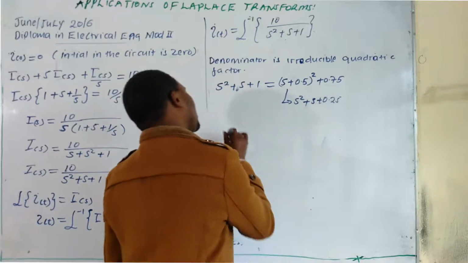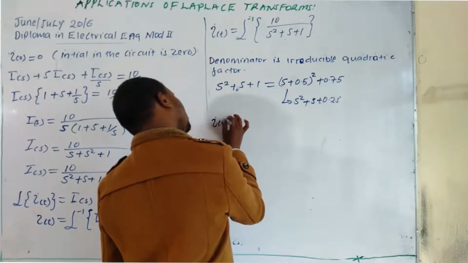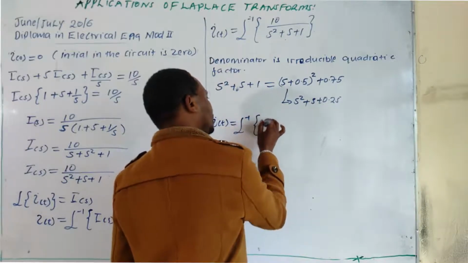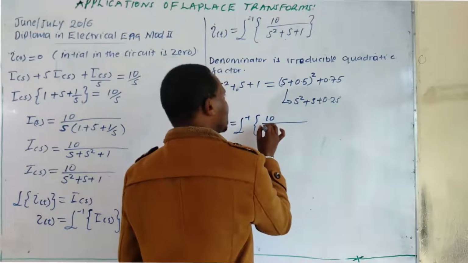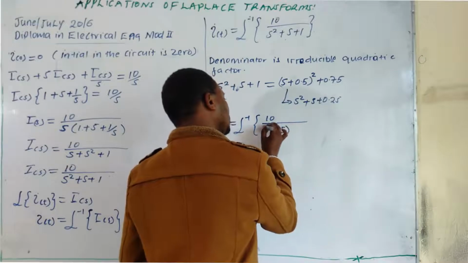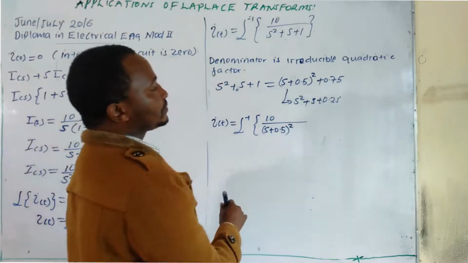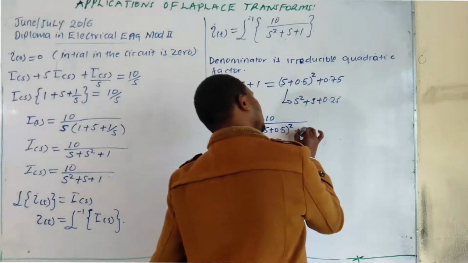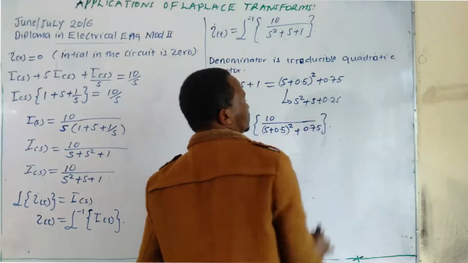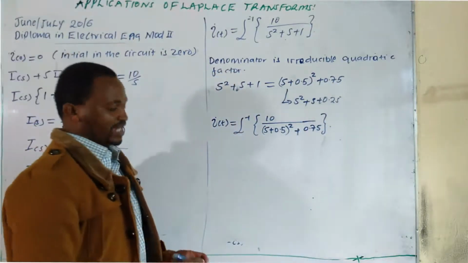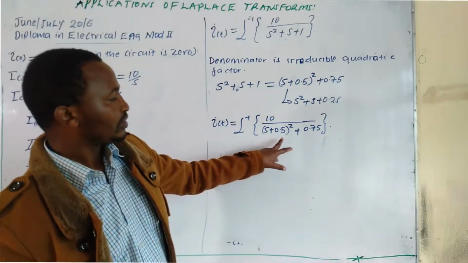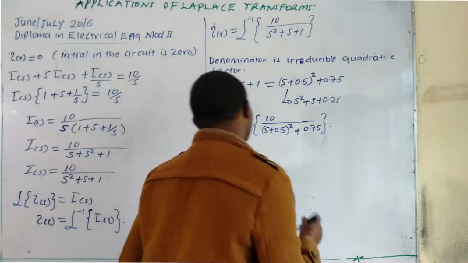Okay, now say I(t) is equal to the inverse Laplace transform of 10 over (s plus 0.5) squared plus 0.75. To me this appears to be something like sine. We can rearrange it further to make it look even better.